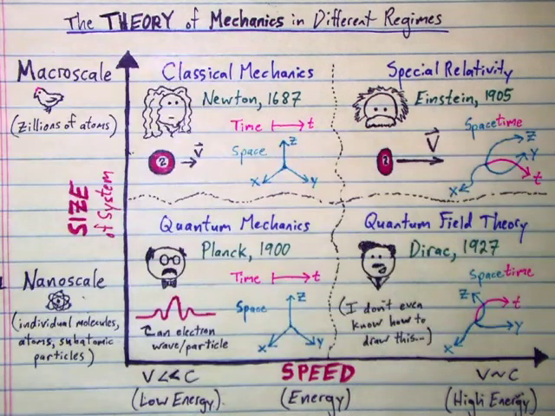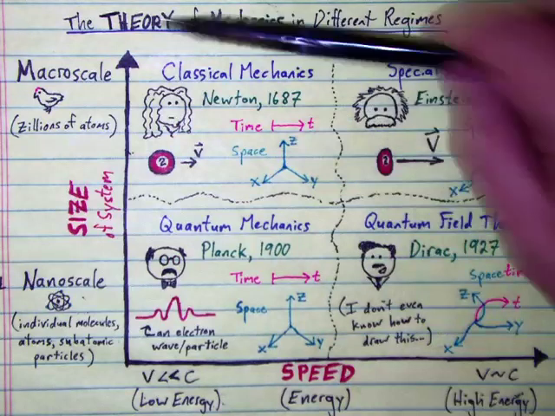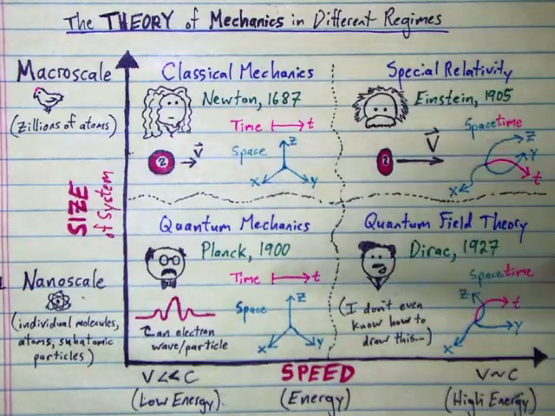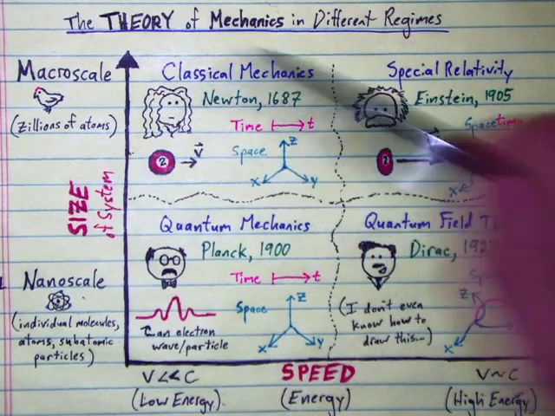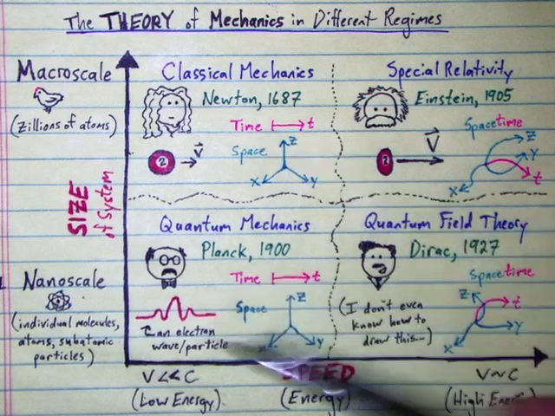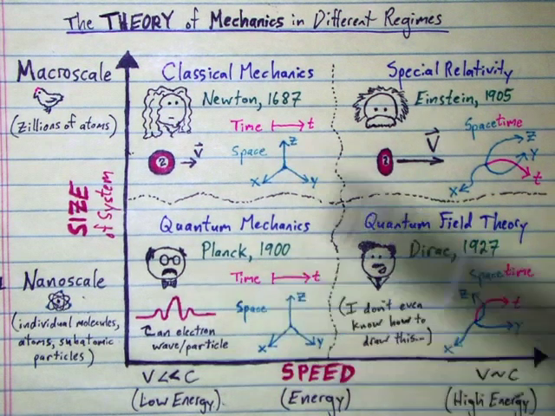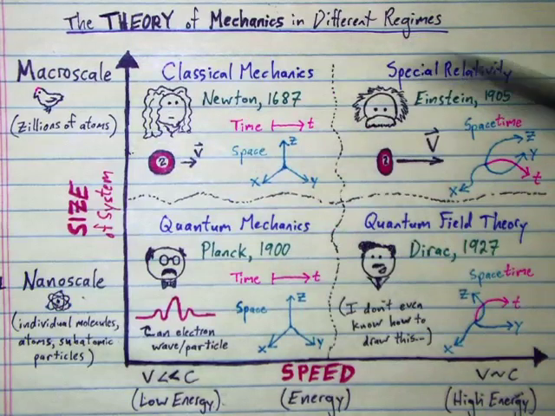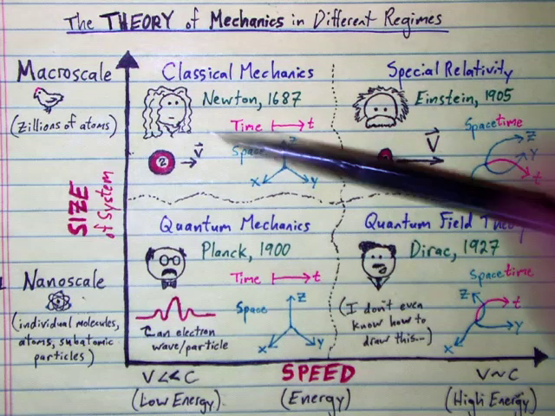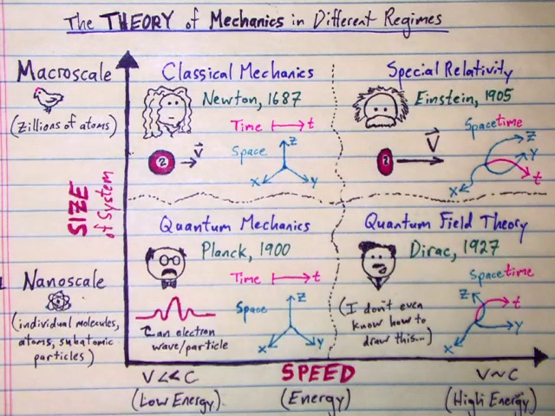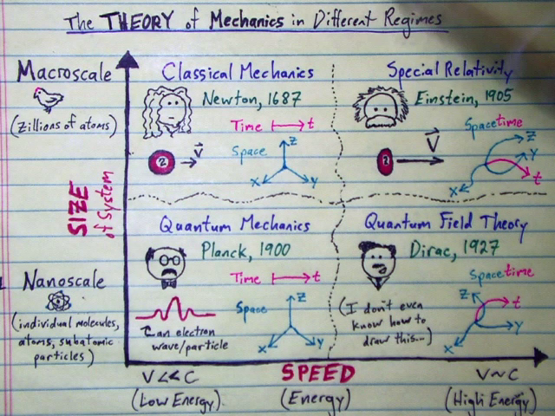So we can talk about the theory of mechanics in these four different regimes. When systems are very large and moving slowly, when systems are very small and moving slowly, when systems are very large but moving quickly near the speed of light, and when systems are very small and moving quickly near the speed of light. These are our four different regimes. Let's look at each one.